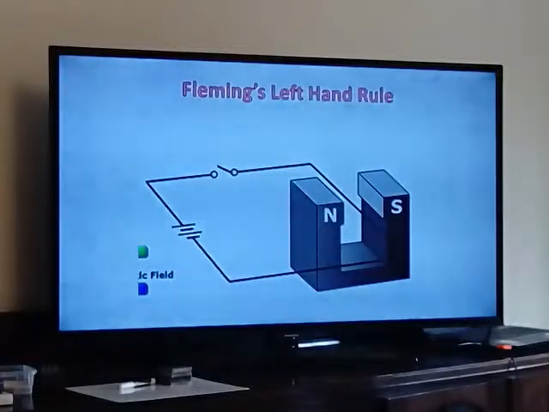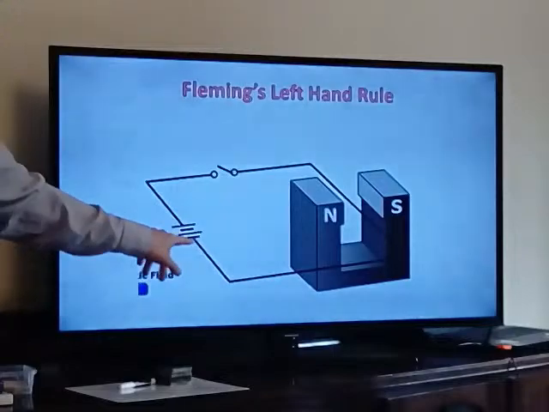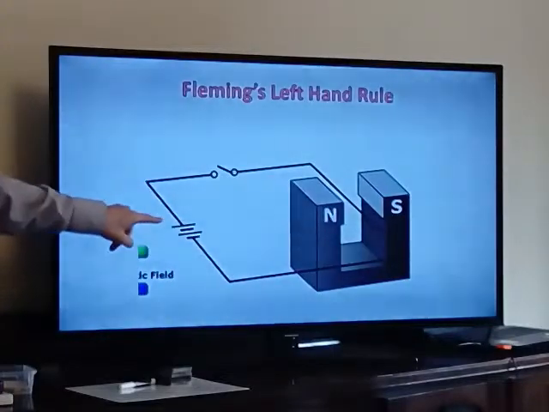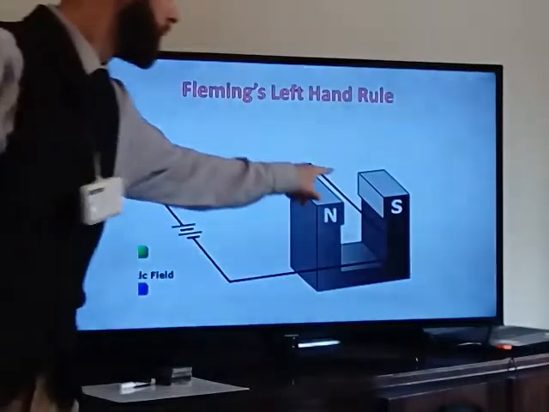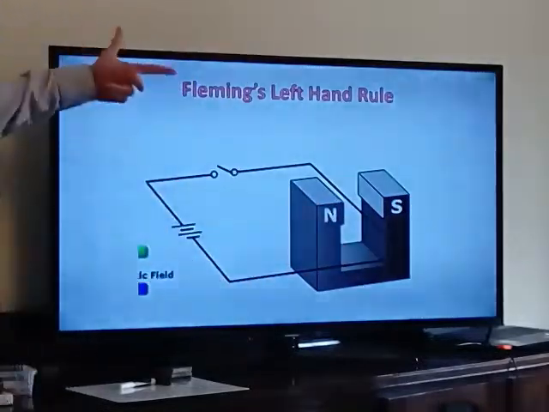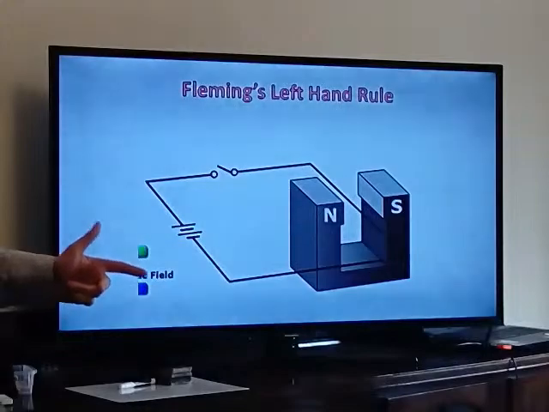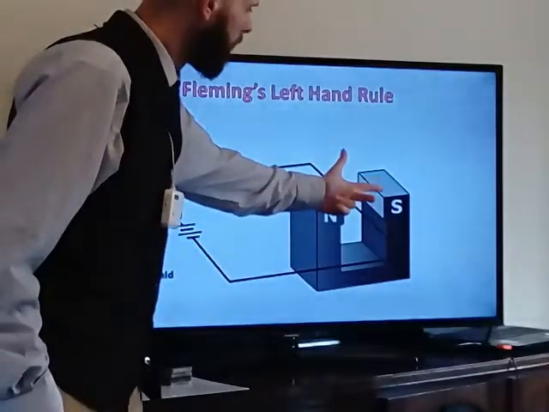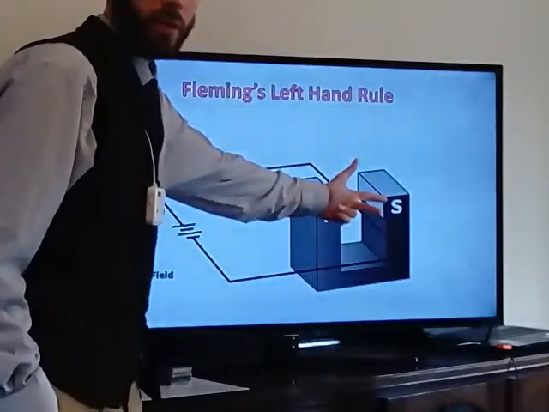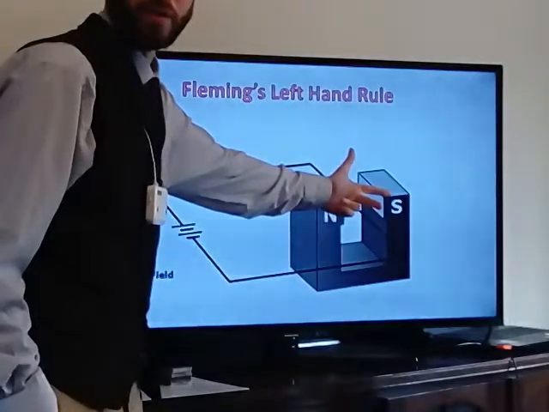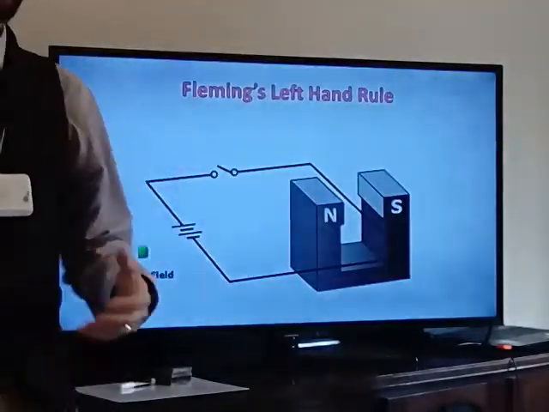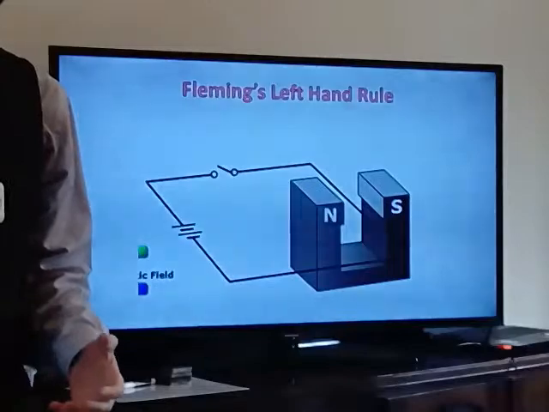I'm going to check it myself. So yes, we know from this picture that the current flow is coming out of the positive side of the battery, round like this. So we know that the current is coming out of the screen. We also know that the field is north to south. And yes, when you align both of those things, you can see my thumb is pointing upwards. Absolutely, that way I would experience a force upwards.